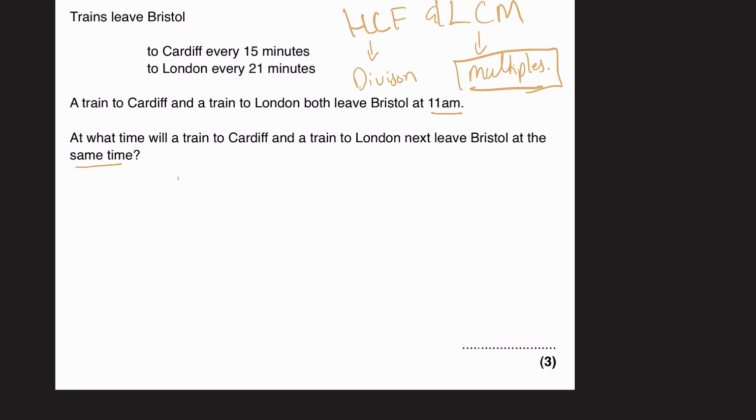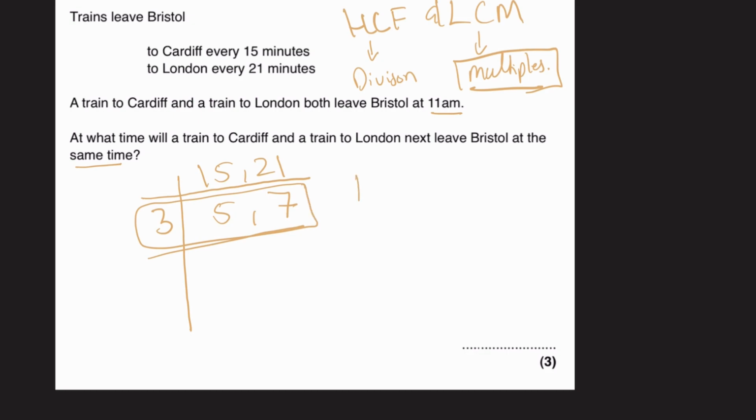The first thing you want to do now is draw the grid like we did in the previous video. So put 15 and 21 up here. What prime number divides into 15 and 21? That would be 3, and that gets us 5 and 7. Perfect. Because there are prime numbers now on the right side, we can't divide any further, which means all of this is our LCM. So LCM equals 3 times 5 times 7, which equals 105.